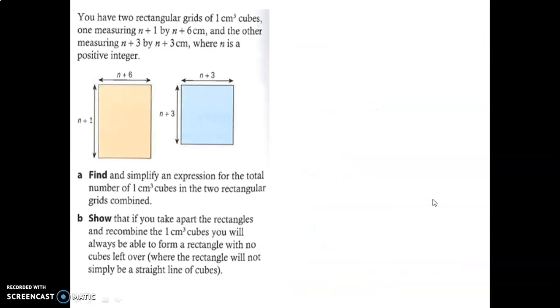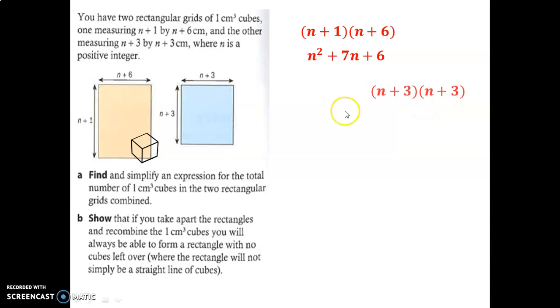Okay, next, we have this problem. It says you have two grids, and on these grids, you can lay these cubes. So it's just an area problem with a volume component, but the volume part's not that important, because there are 1 by 1 cubes. So we're trying to find that area, which is this, multiply that to get this. Then we find the area of the blue rectangle here, or square, I guess, because it's n plus 3 squared. That becomes that. Then it says simplify by combining the two grids.